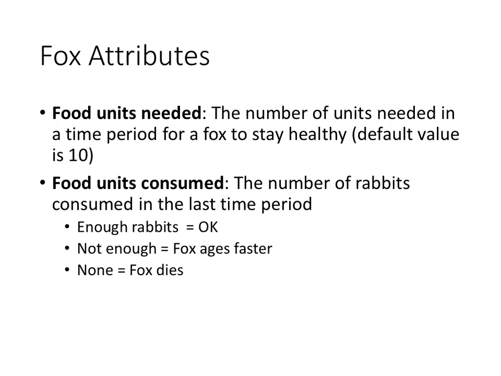The fox, as we'll see later, is a subclass of the animal class, and it has some of its own particular attributes. So one of those is food units needed, and this is the number of units of food, i.e. the number of rabbits that a fox needs to eat in any particular time period to stay healthy. The default value for that is 10. If it doesn't have enough food, then the probability of it dying increases. And then the food units consumed is the number of rabbits that it's actually consumed in the last time period. So if it's eaten enough, fine. If it hasn't eaten enough, then it ages faster. If it doesn't eat any at all in a particular time period, then that fox will die.